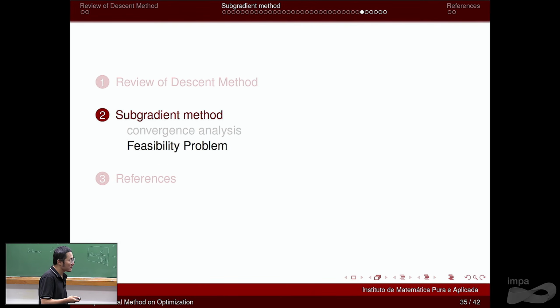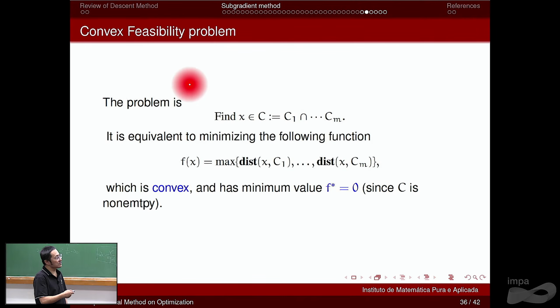Okay, because of the time, we stop here. Next class, we will discuss a little bit about the feasibility problems and the subgradient method, because the subgradient method can also be used for solving these convex feasibility problems. And then we will go to the second part of this class, the constrained problems.